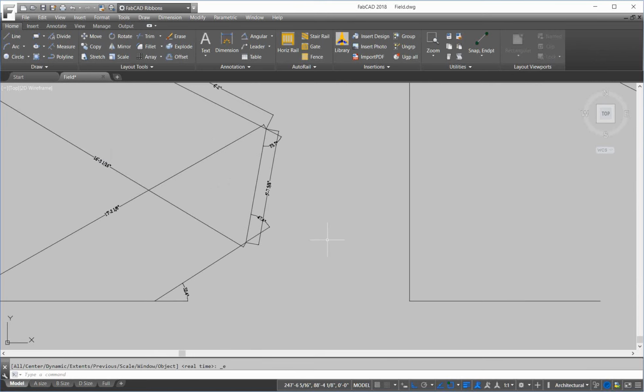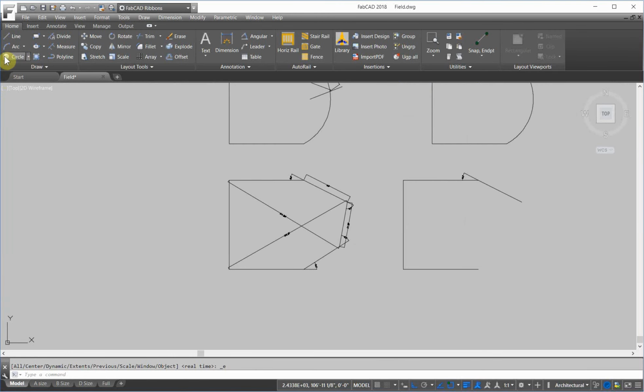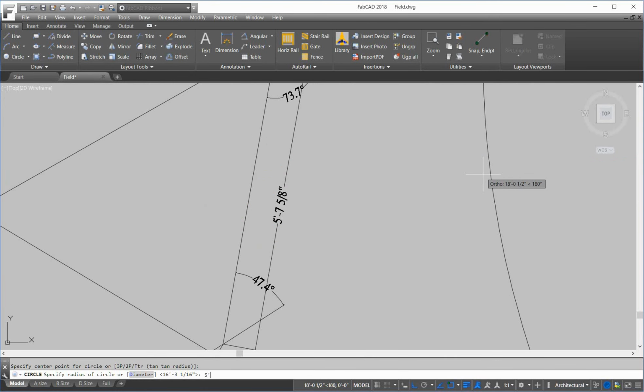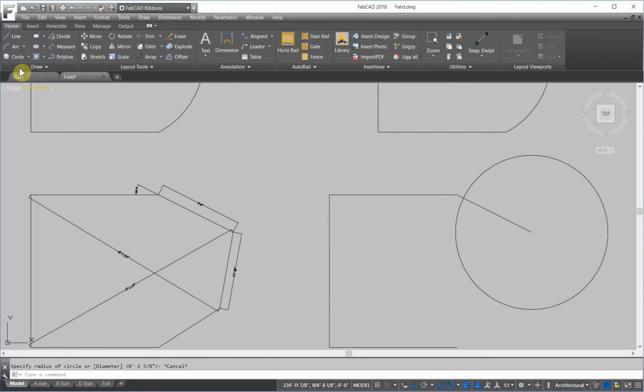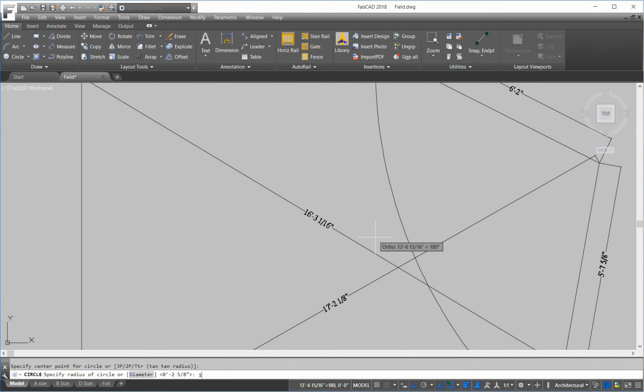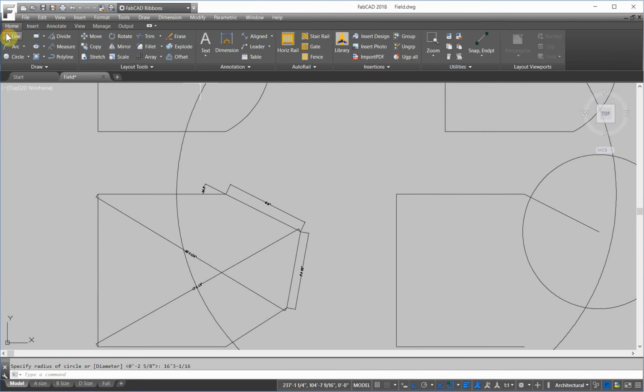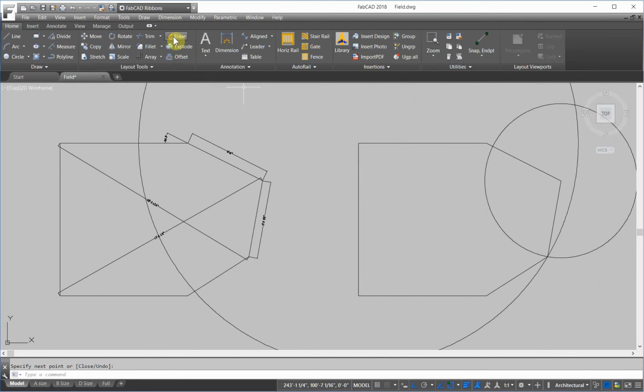So now let's erase the circles here, we don't need these anymore. To get this work point, we'll draw a circle from here, and the radius is 5'7-5/8". Enter. Then we're going to draw a circle from here, and the dimension of that is 16'3-1/16". Enter. All right, let's draw a line there and see what happens. We draw a line from the endpoint here to the intersection there and then to the endpoint there. So let's see how this worked out. Let's erase these two circles here.